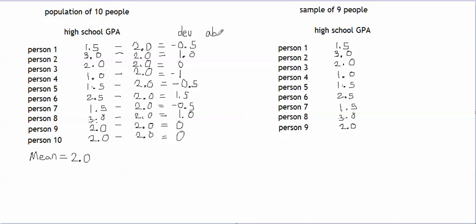To save room, I'll write out absolute deviations this way. To get these, you just write the same numbers but leave off all of the negative signs. They're just absolute values. Negative 1 becomes 1. Negative 0.5 becomes 0.5. 1.5 just stays 1.5.